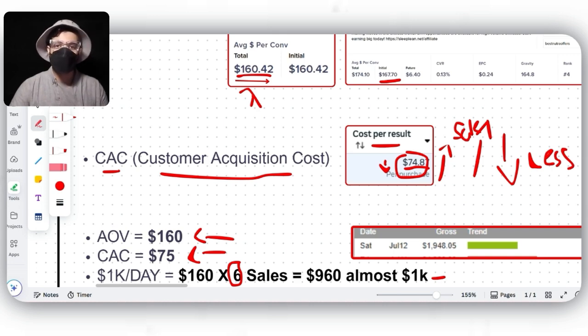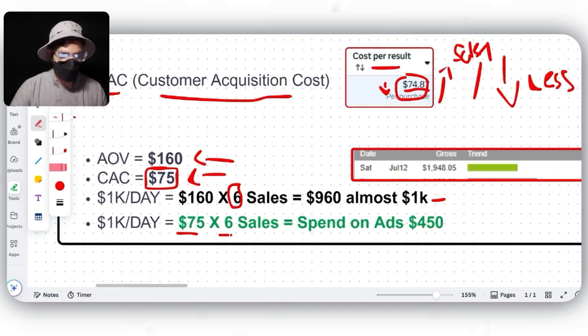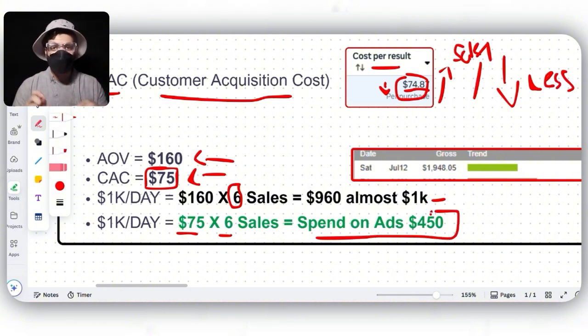Now, the second thing is how much money you need to spend to get these 6 sales, because our customer acquisition cost, as you can see, is $75. So what we are going to do is $75 multiplied by 6 sales. You have to spend $450 on ads, with the right way and strategy, to get $1,000 in revenue. It means you are at home, in your bedroom, just running ads on Facebook, but you need to understand how to run ads, understand the creatives, and the combination. If you know this, you can easily double your money from your bedroom, even if you're just playing games or anything.